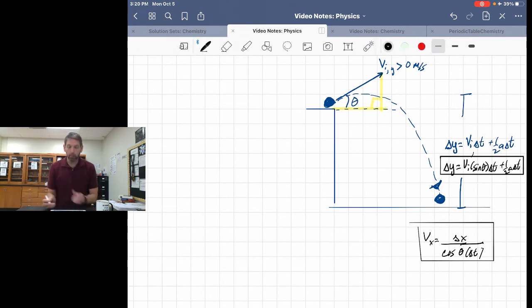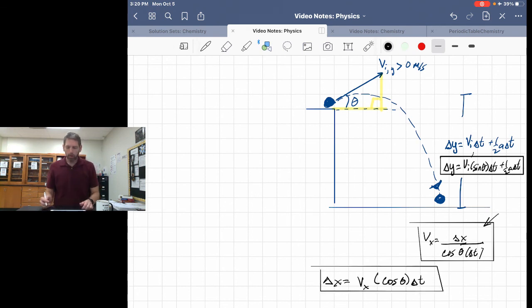So let's think about this. If we were to solve for just the displacement, how far would this thing go if it launches at some angle theta? How far would it go when it hit the ground? Well, if we rearrange this equation right here, then we get delta x equals the velocity horizontally times cosine theta times delta t. So it's the same equation, I just rearranged it in two different ways.